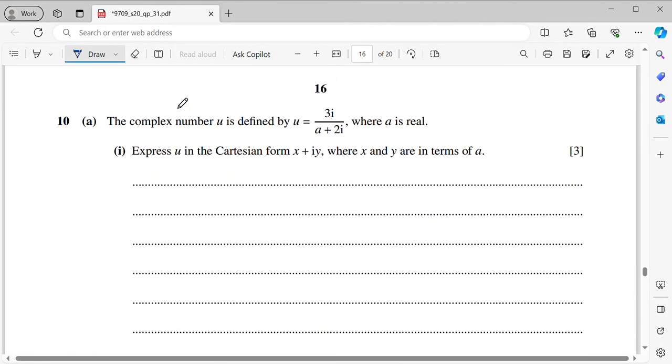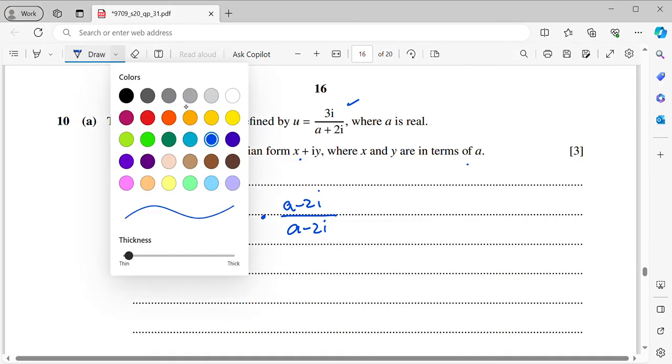Okay, so now question number 10. The complex number u is defined by this expression. First part, express u in Cartesian form, x plus iy, where x and y are in terms of a. So from here, u is 3i over a plus 2i. Since the denominator has i, we have to multiply by the conjugate, which is a minus 2i.